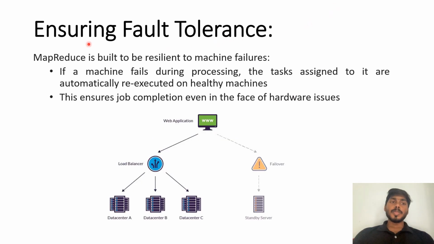As discussed before in the previous slides, MapReduce overcomes the challenge of fault tolerance. Whenever there is a machine failure, the task assigned to the failed machine is automatically re-executed on a healthy machine. This is nothing but ensuring fault tolerance. This is one of the challenges overcome using MapReduce.